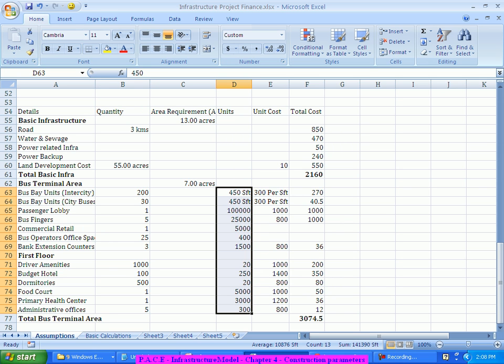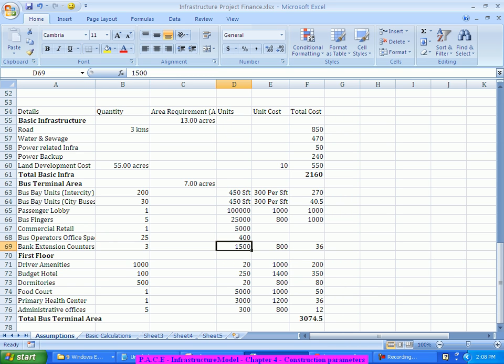Each one is 450 SFT, and there are 200 such bay units. Similarly, each one is 5000 SFT with one unit. Our bank extension counter, each one is 1500 SFT. There are 3 such counters.